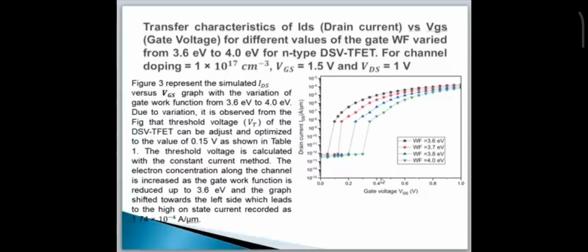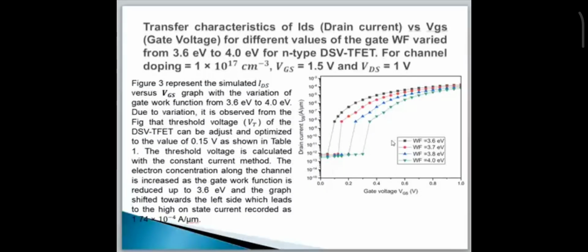The threshold voltage is calculated with the constant current method. If you don't know about the constant current method, it describes the minimum current required to switch the device from off to on state, that is 10 raised to power minus 7 ampere per micrometer. This means the gate voltage corresponding to that current is equal to the threshold voltage. To find the threshold voltage using the constant current method, the gate voltage corresponding to that current 10 raised to power minus 7, at that point, that point, that point and that point, will show the threshold voltage of the device.